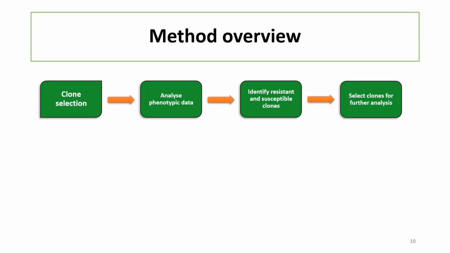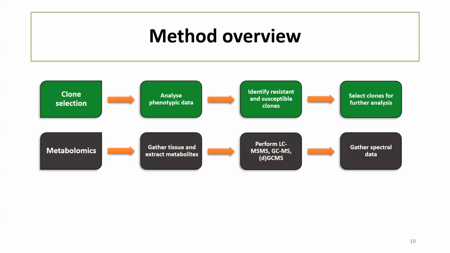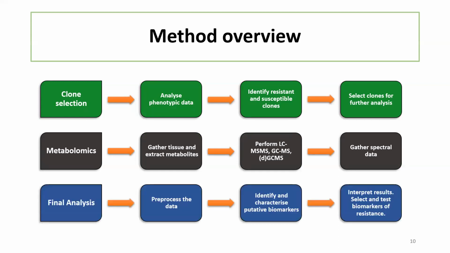So the clone selection starts with analyzing the lesion data, identifying resistant and susceptible clones and selecting them. We will gather tissue from these clones, extract their metabolites, and then perform spectral analysis. The main ones we're focusing on are LCMS-MS, derivatized GCMS for the polar compounds, and GCMS for the volatiles. Then we'd pre-process the data, identify and characterize ones that could be biomarkers, and then interpret the results, see what these chemicals are, what role they play, and how well they can be used as biomarkers.